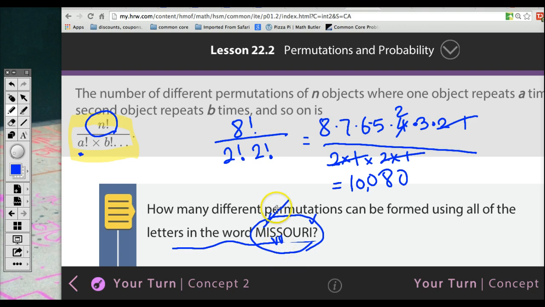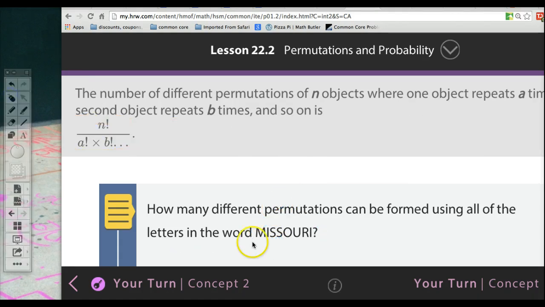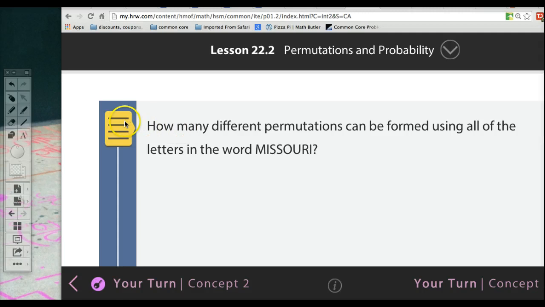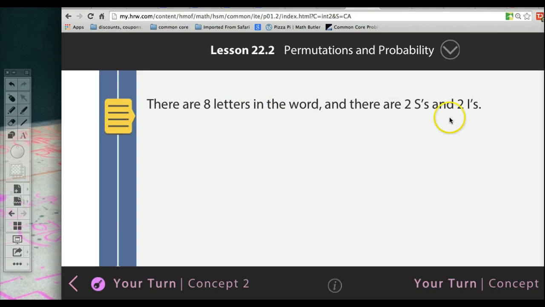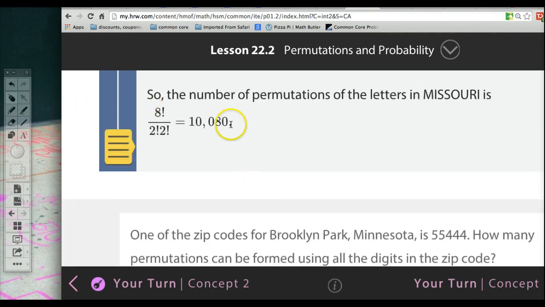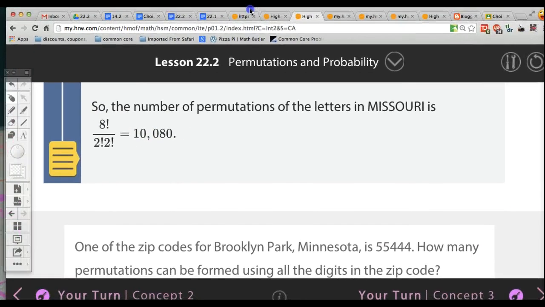So anyhow, let's check our answer. That was 10,080, right? Okay, so there's 8 letters, 2 S's and 2 I's, right? And so that's the formula. And yes, we were right, okay? So in that way, you can solve all this, but you can study this on your own.